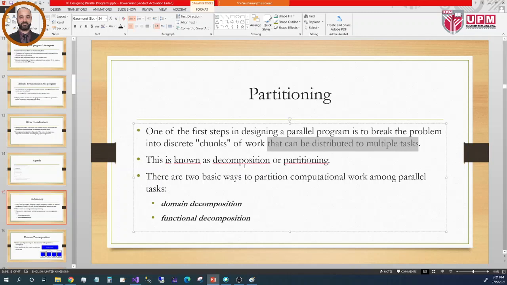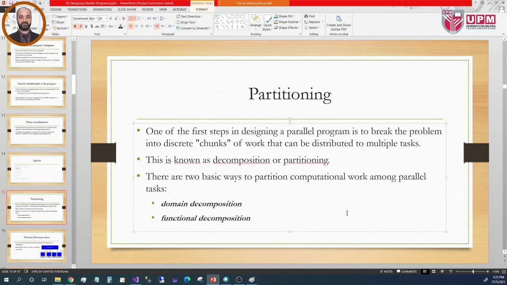This is known as decomposition or partitioning. Okay, the same meaning. Breaking the problem into discrete chunks also means decomposition. There are two basic ways to partition computational work among parallel tasks. The first way is based on the domain, which is called domain decomposition. The second way is based on the function, which is called functional decomposition.